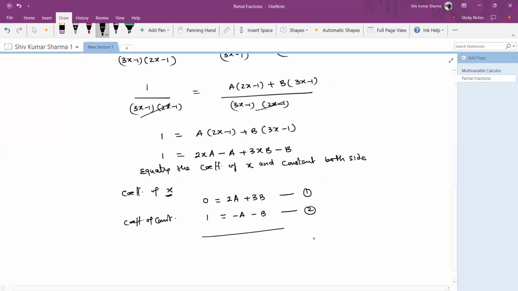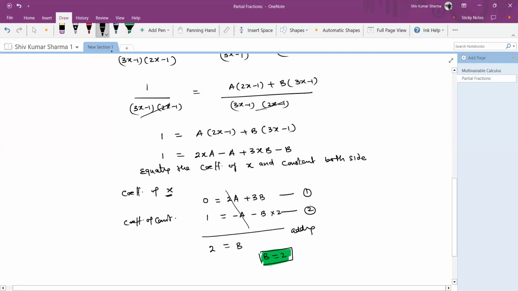When we solve these two equations, we multiply this equation by 2. Then we add these two equations, and 2a and minus 2a cancel. So here 2 is equal to 3b minus 2b. 3b minus 2b means b. So directly we get b is equal to 2.